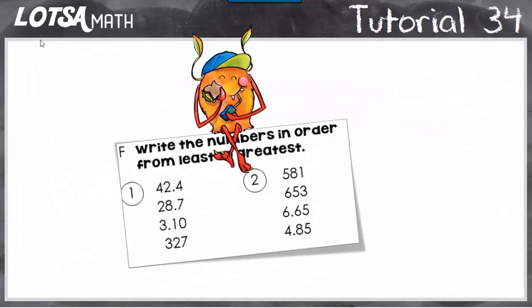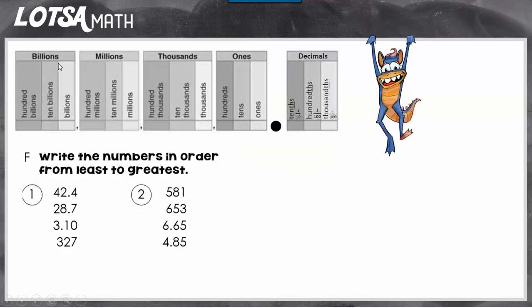For these problems, you're going to write the numbers in order from least to greatest. These are going to be a little bit different than what we're used to because some of the numbers have decimal values. Also, be careful when you have these types of problems that you pay attention, whether you need to go from least to greatest or greatest to least.